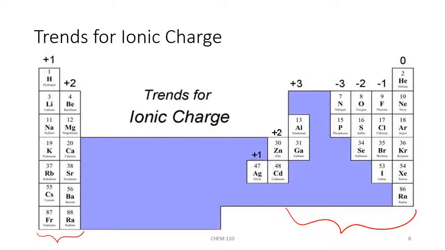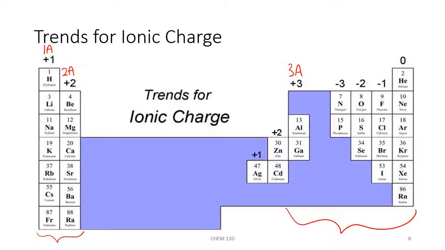Group 1A, which is the alkali metals, will always form a +1 charge when it becomes an ion. Group 2A, which is the alkaline earth metals, will always form a +2 charge when it becomes an ion. Group 3A elements that are metals, such as aluminum and gallium, will always form a +3 charge when they become an ion.